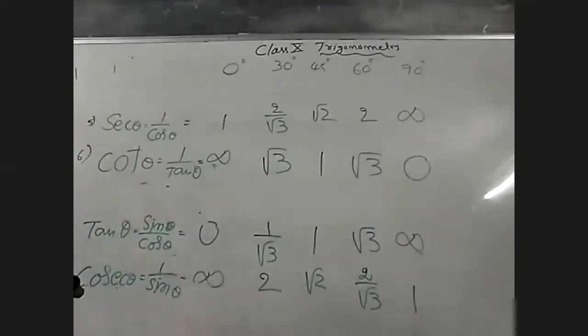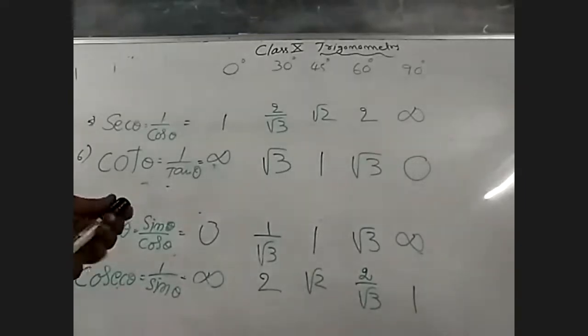These are complementary angles. Complementary means the sum of the angles is equal to 90.